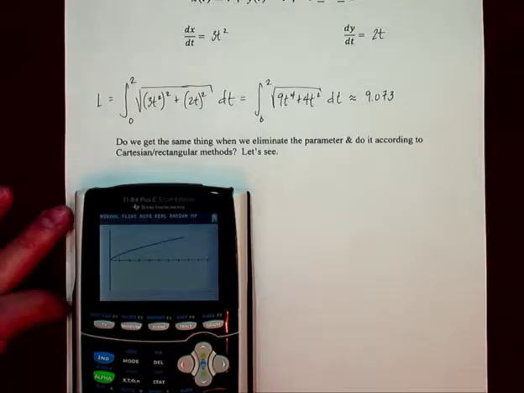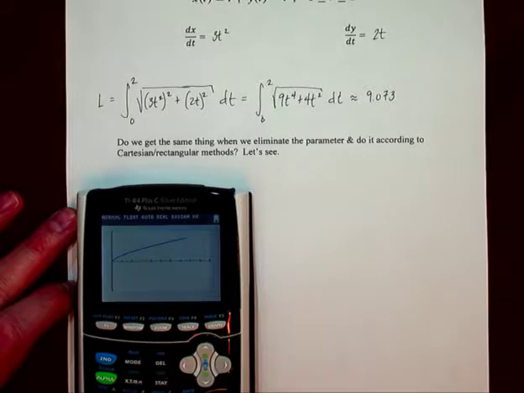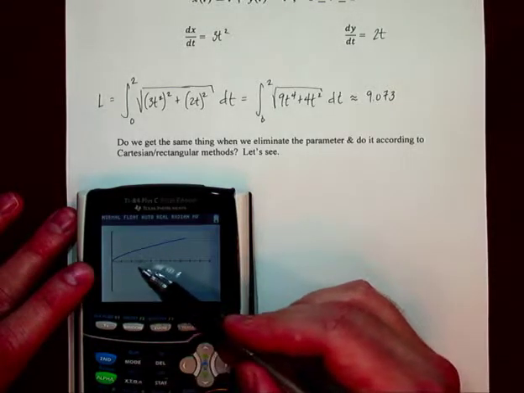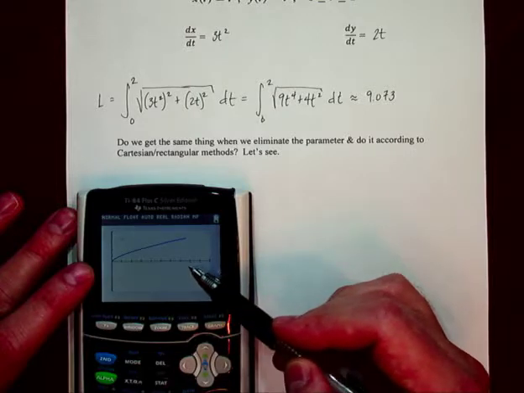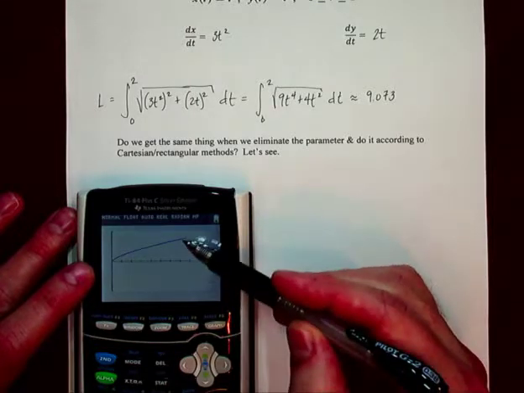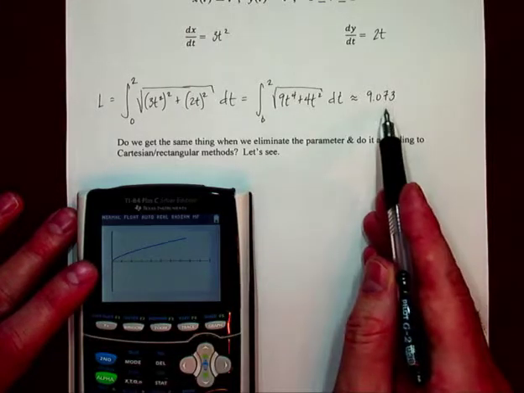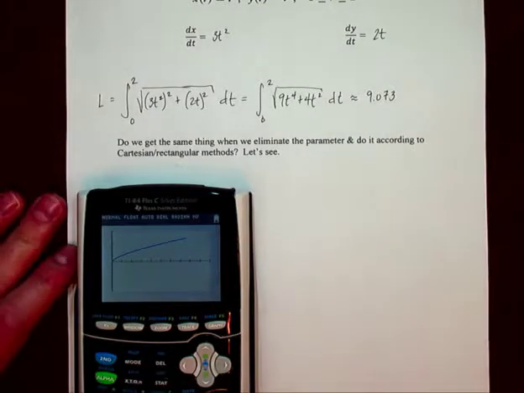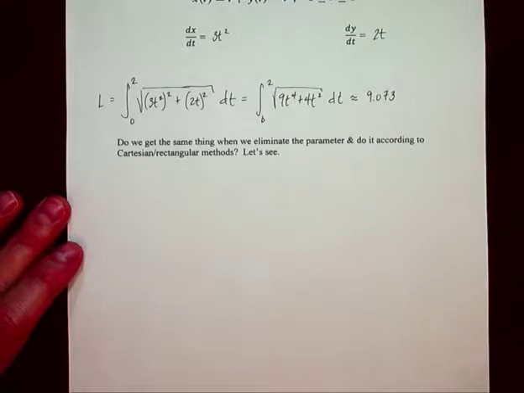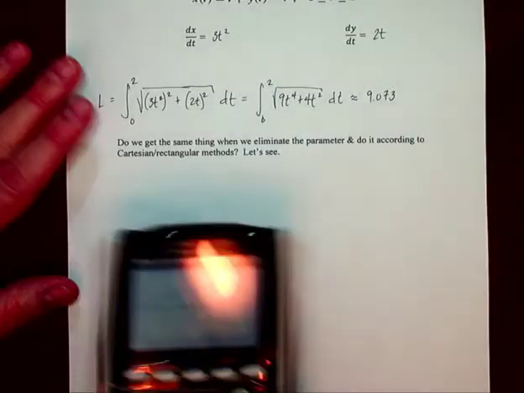Now, we're just looking for that. You've got to remember that this is 1, 2, 3, 4, 5, 6, 7, almost to 8 right here. So the fact that the length is a little longer than 9 kind of makes sense. Okay, so let's go ahead and do it in terms of rectangular.